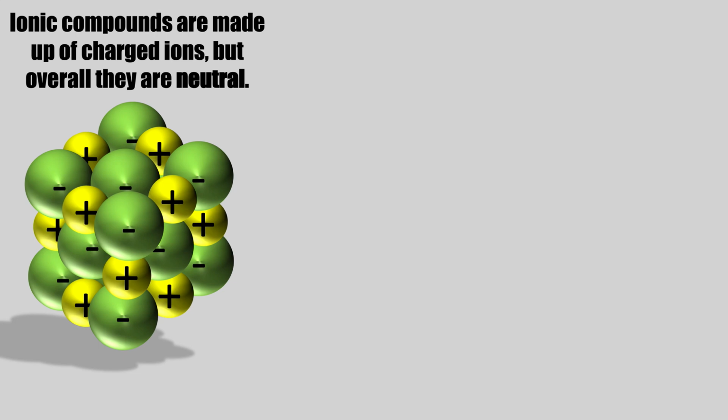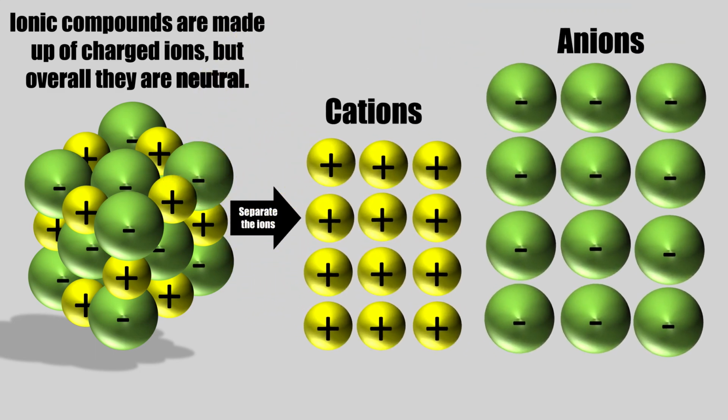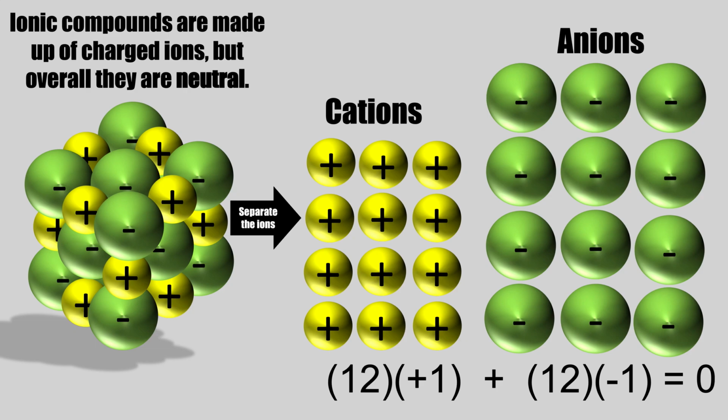One thing you need to understand before we start talking about the formulas of ionic compounds is that even though ionic compounds are made up of charged ions, they are going to be neutral overall. If I were to take this ionic compound right here and separate the ions, I would end up having 12 cations that each contribute a charge of +1 and 12 anions each contributing a charge of -1.